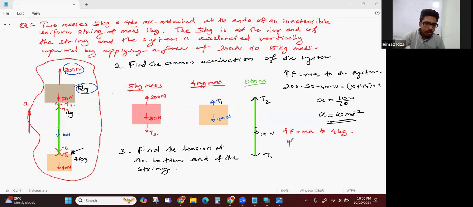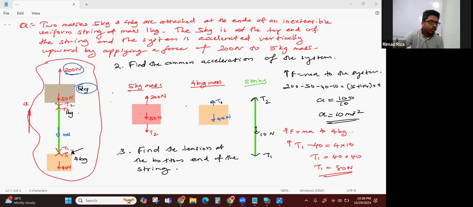So we can apply vertical upward. T1 minus 40 equals the mass, which is 4, times acceleration, which is 10. So therefore T1 equals 40 plus 40. Okay, good. Therefore T1 is 80 Newton. So therefore the tension at the bottom end of the string is 80 Newton.